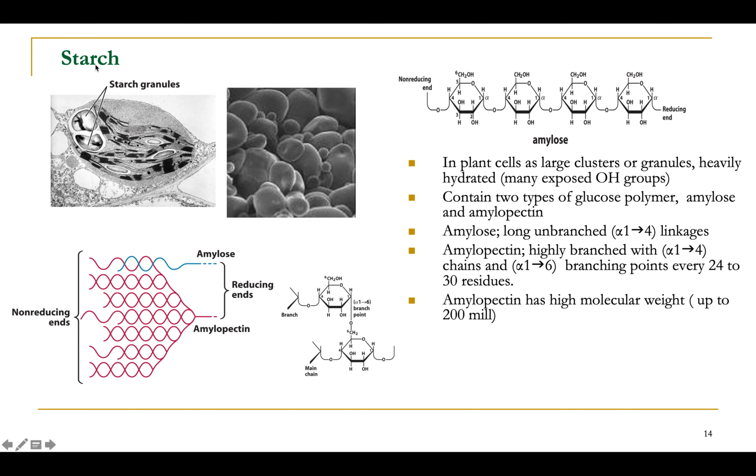An example of polysaccharides with energy storage function is starch. Starch is a mixture of two homopolymers of glucose. One is amylose. And amylose is a homopolymer of glucose where glucose residues are linked with one another by alpha 1 to 4 glycosidic bonds.